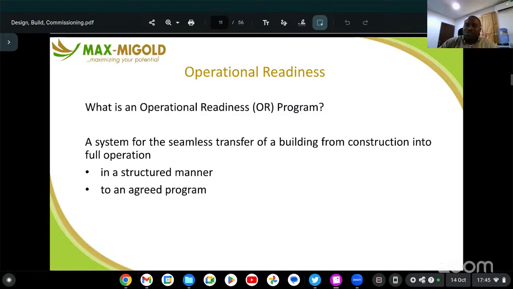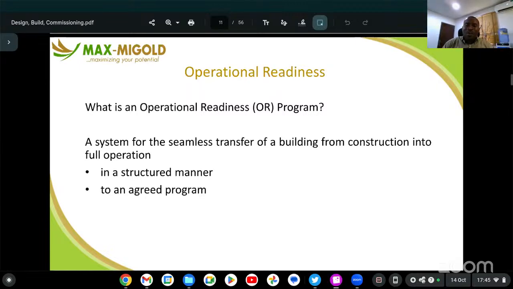Every structure, every system without structure will always crumble over time. So we need to always align our operational readiness program in a structured way and to an agreed program, because we need parties that would agree to what we're doing. We're not doing it for ourselves alone, we are doing it for clients, for vendors, that is the third party contractors, for the entire system, because it will turn into a policy that everybody will need to agree to.